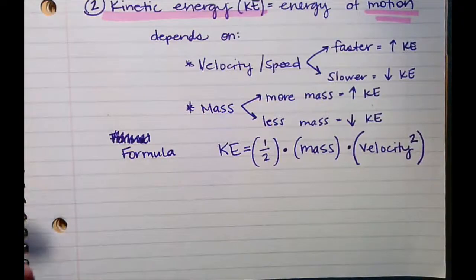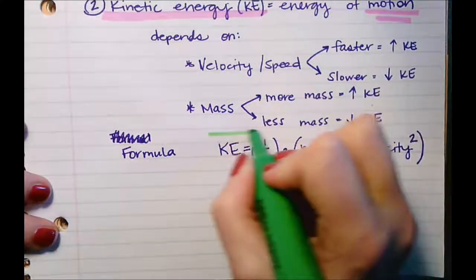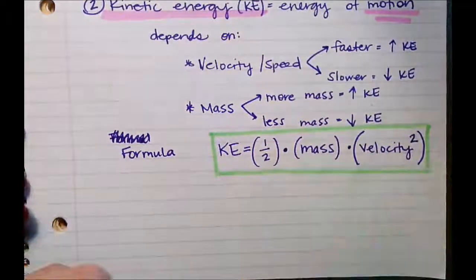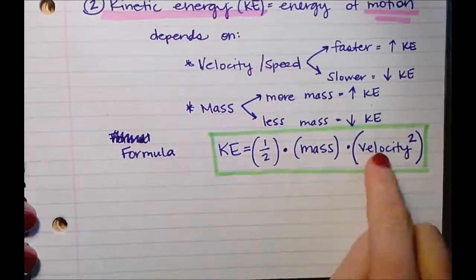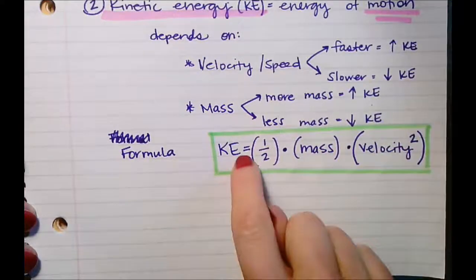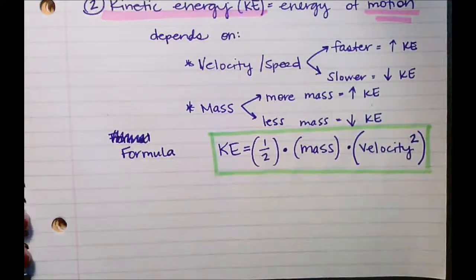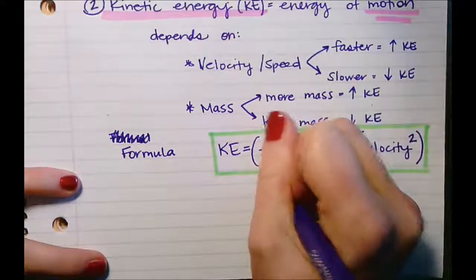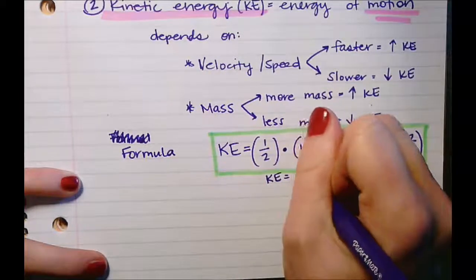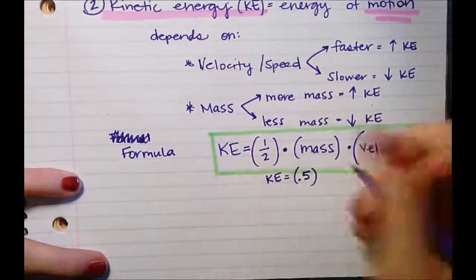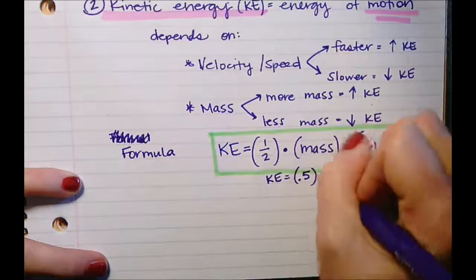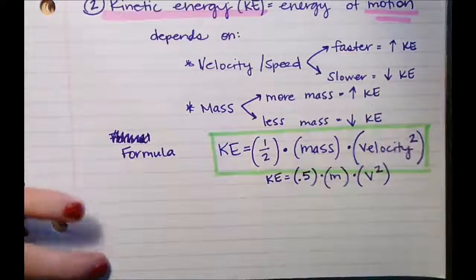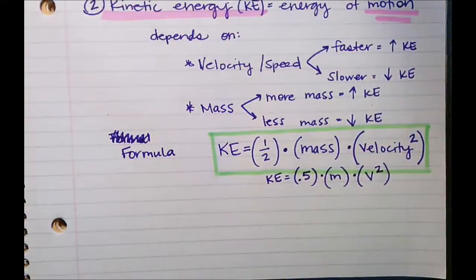I'm going to highlight this in our notes because this is super important. As you can see, if our velocity was 0, it would be 0 times these things, which would equate to 0 kinetic energy. Another way to write this in a simpler form is 0.5, which is equal to 1/2, times m, which stands for mass, times our velocity squared.